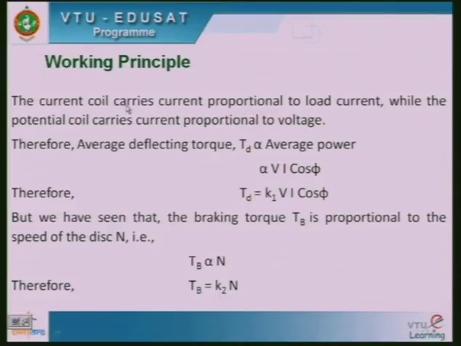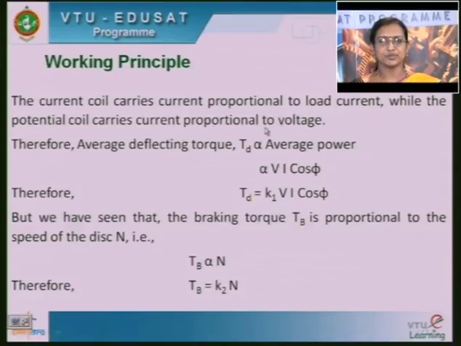Now, how exactly do we consider the equilibrium condition? We know that for the deflecting torque, since you are using the current coil and potential coil, the current flowing through the current coil is the same as the current flowing through the load, while the potential coil carries current proportional to voltage. The average deflecting torque is the product of voltage and current, that is, TD is directly proportional to average power. Since we are considering an AC circuit, TD is directly proportional to VI cos phi, and TD is equal to K1 VI cos phi, where K1 is the proportionality constant for the deflecting torque.